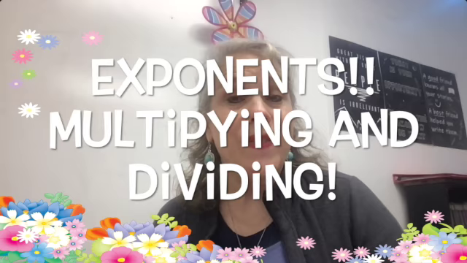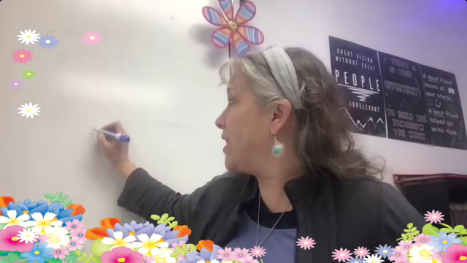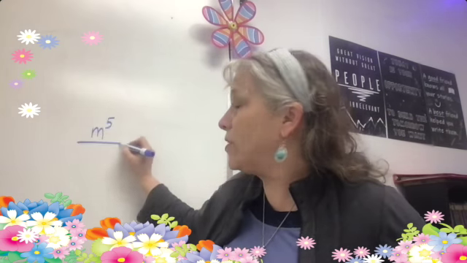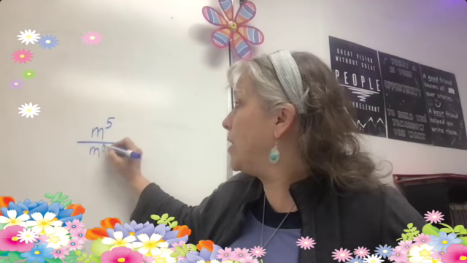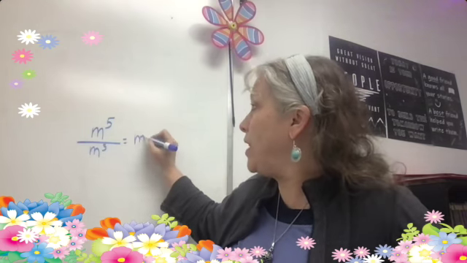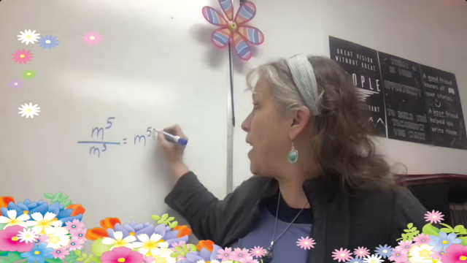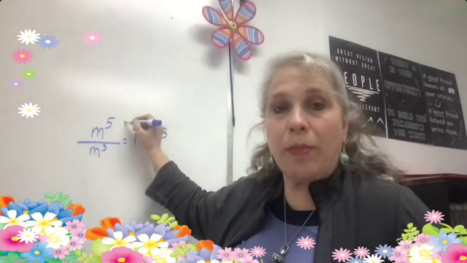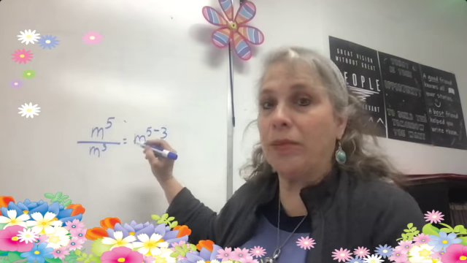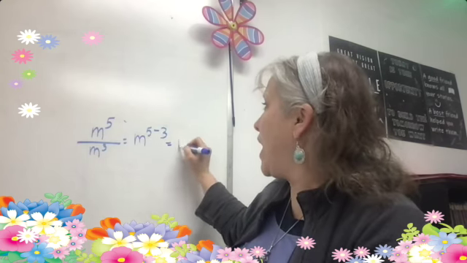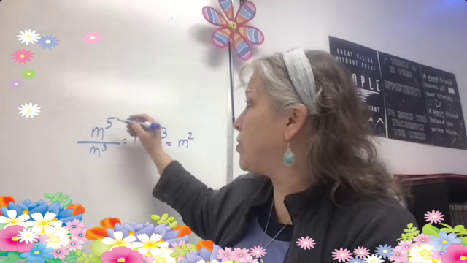We can also divide numbers and letters with exponents, something like this: m to the 5th power divided by m to the 3rd power. That would be equal to 5 minus 3. It's always the top exponent minus the bottom exponent, and I get m to the 2nd power, or m squared. So we always subtract the bottom exponent from the top one.